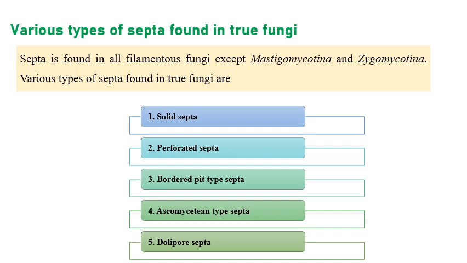When it comes to various types of septa, before that, septa are generally found in all filamentous fungi except Mastigomycotina and Zygomycotina. So there are 5 types of septa: solid septa, perforated septa, bordered pit type septa, ascomycetous type of septa, and the last one is the dolipore septa, which is a very important one. Now we'll see in detail about them one by one.